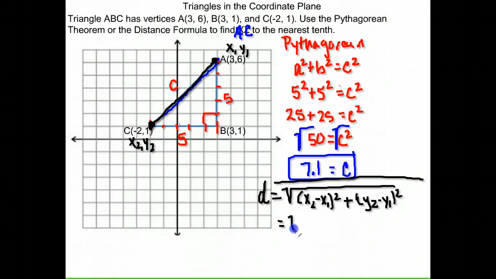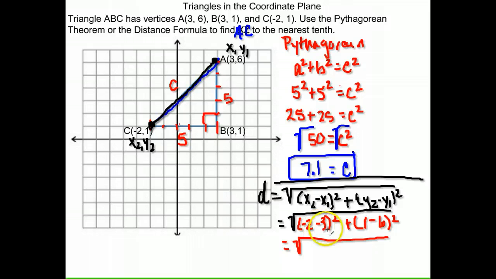So if I put those numbers from A to C into my distance formula, that gives me the x from this point, negative 2, minus the x from point A, 3. We're going to square that. Plus, now I'm going to subtract the y's. So the y from this point C was 1, minus the y from point A, which was 6, and square that. Go one step at a time here. Negative 2 minus 3 is negative 5. 1 minus 6 is negative 5.